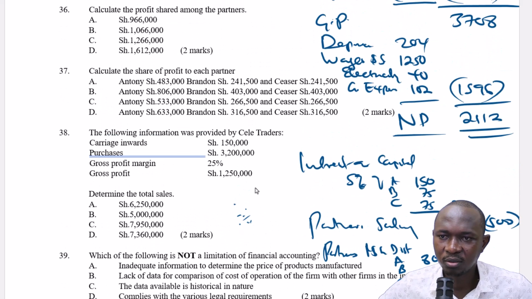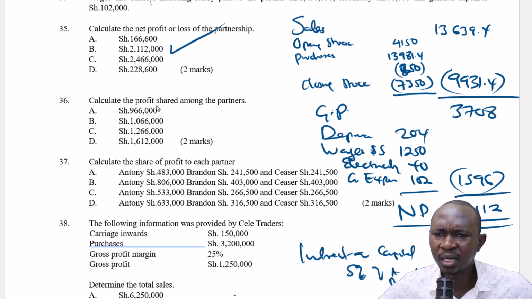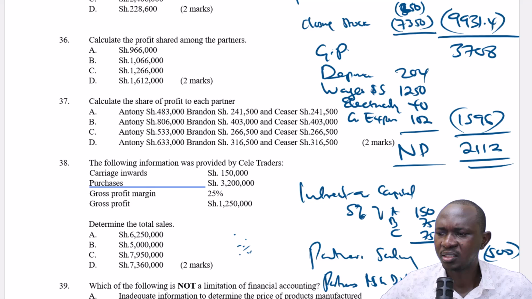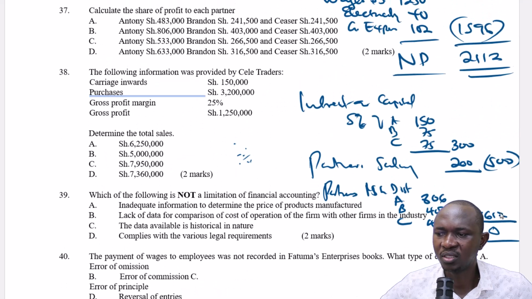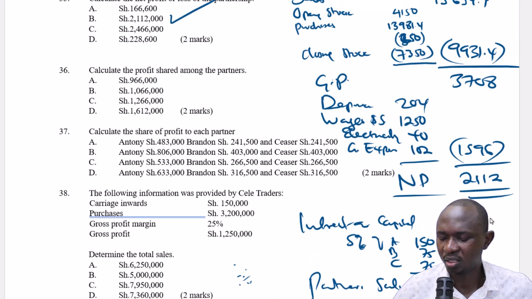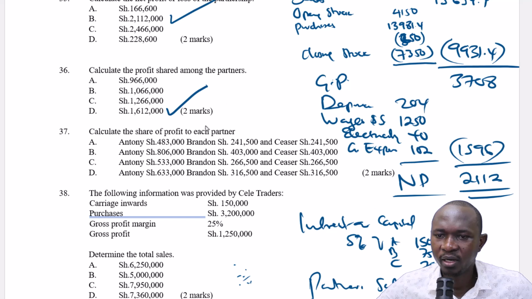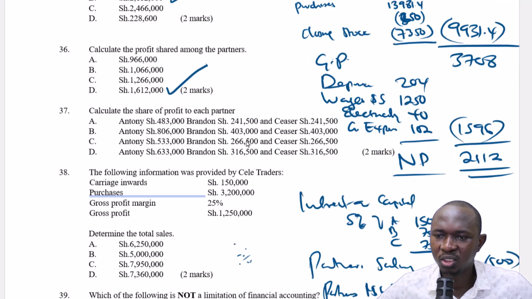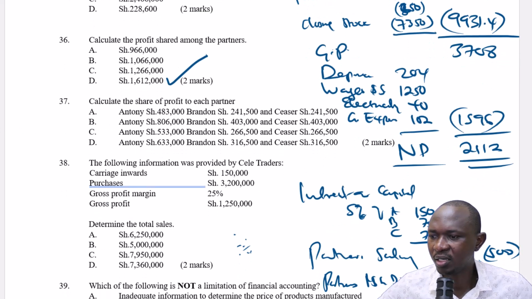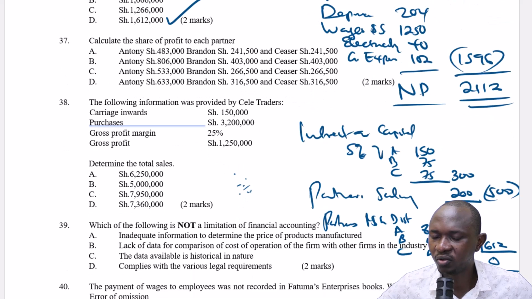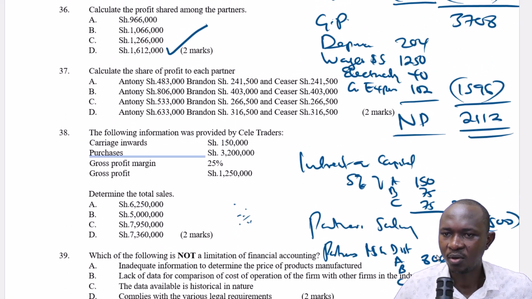So what was the question? Let's go back to the question. Calculate the profit shared among the partners. Profit shared among the partners is 1612. That is the profit shared among the partners. Then calculate the share of profit to each partner. We've said how they are going to share: 806, 403, and 403. So B is the answer.